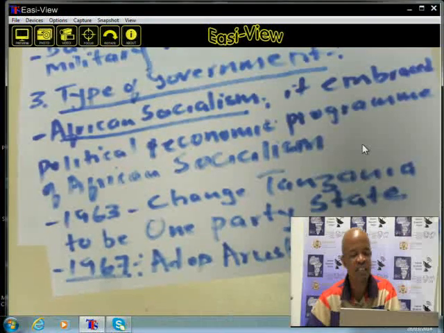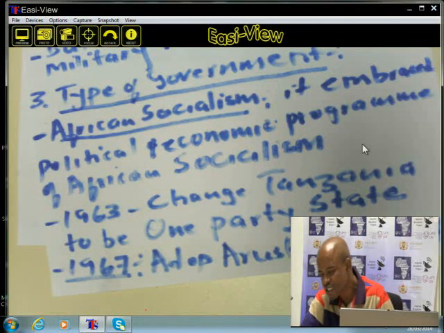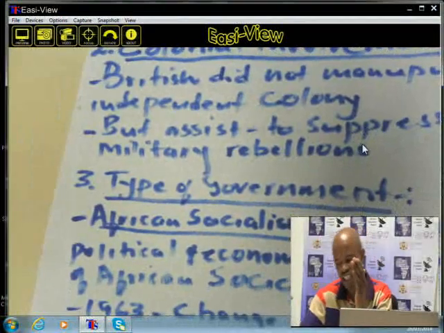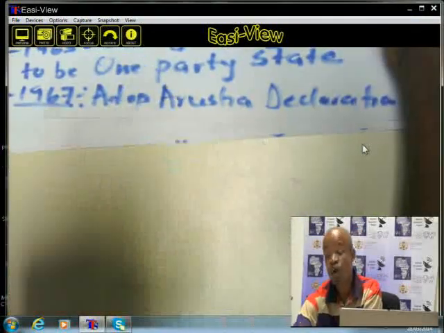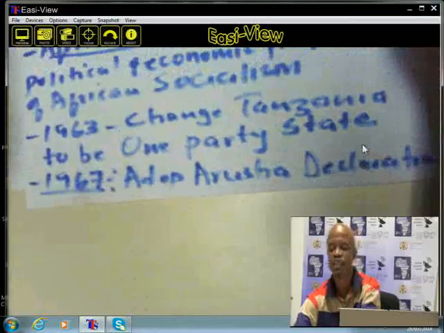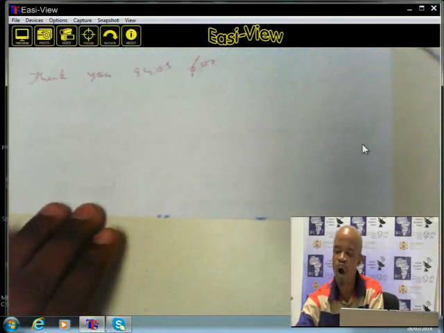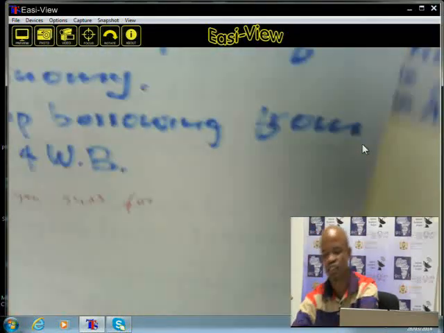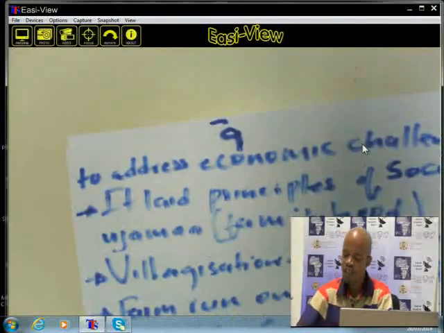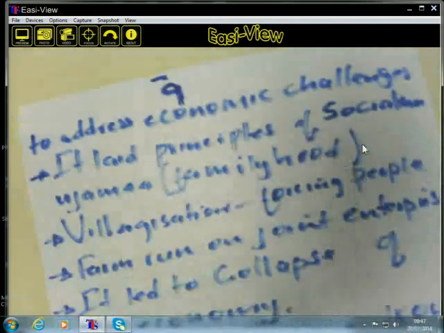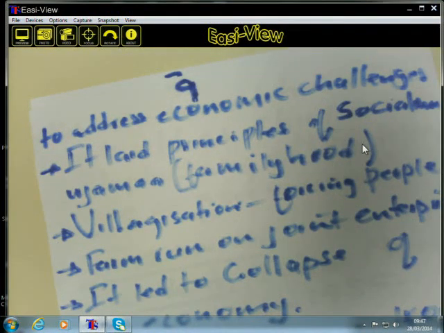it went on up until 1967 when it adopted the Arusha Declaration, which was mainly going to focus on the economic development of Tanzania. The Arusha Declaration was adopted in Tanzania by Julius Nyerere. What were the aims of the adoption of the Arusha Declaration? To address economic challenges in Tanzania.